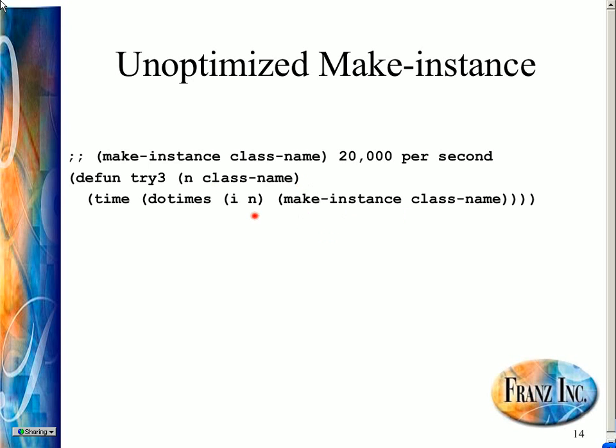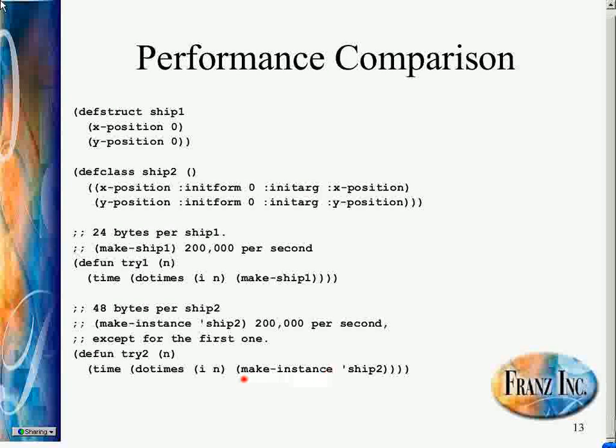So I don't know how to create an optimized version of this call of make instance because I don't actually know what class they are going to supply. The optimized make instance, here we said make instance of ship2. And the compiler said to itself, to the extent that compilers are real people, well, I know everything about the class ship2. It's got an X slot, it's got a Y slot, and so if you're telling me to make a ship2, I know how to do it really fast because I don't have to go off and search the information and figure out what to do.